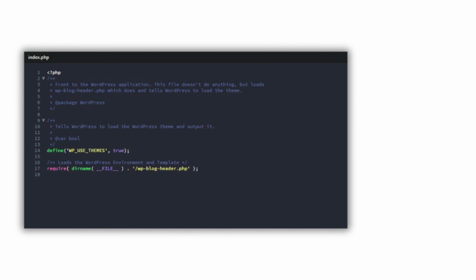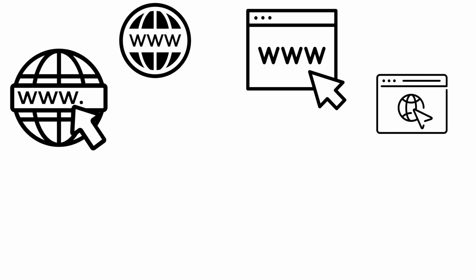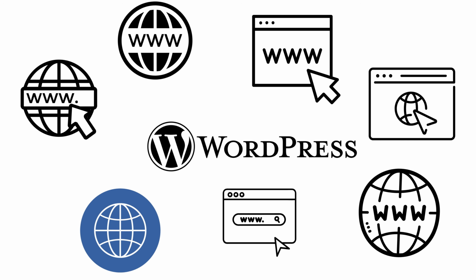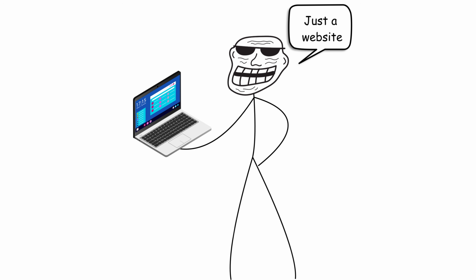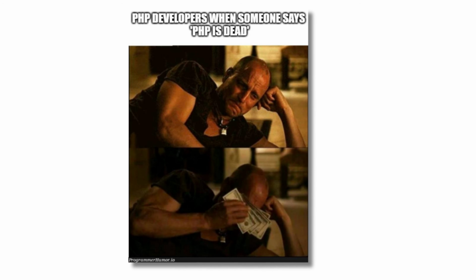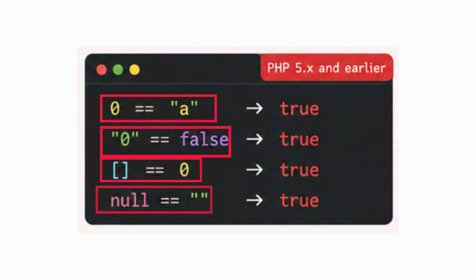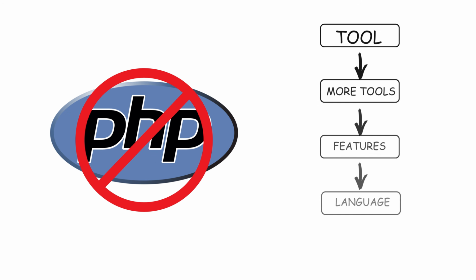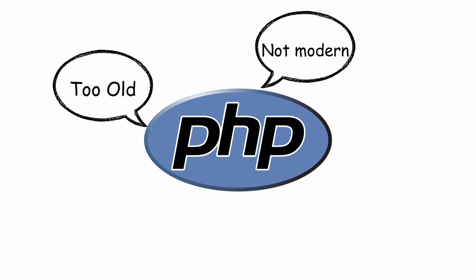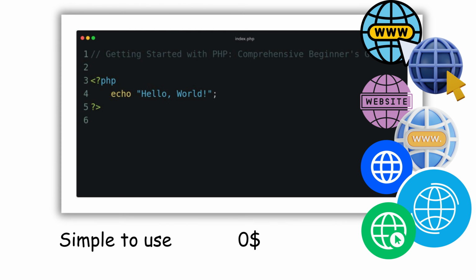A big reason it became so huge is WordPress, which is built on PHP. Since so many websites use WordPress, PHP ended up running a large chunk of the internet without most people even knowing it. PHP does get made fun of a lot in the coding world. Early versions of the language were seen as messy and inconsistent since it wasn't planned out carefully from the start. It just grew piece by piece. But even with that reputation, it's simple to use, free, and still does the job for millions of websites today.